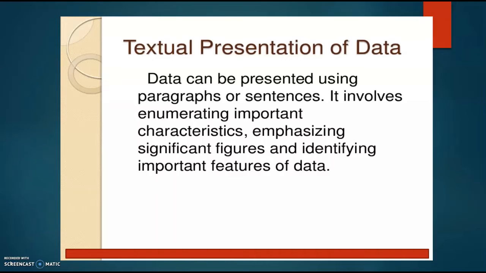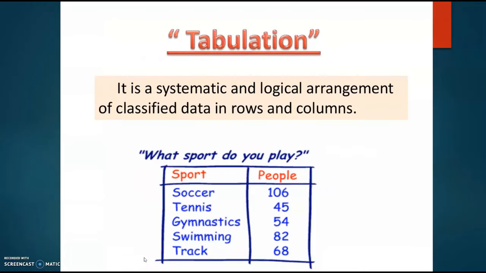A serious drawback of this method of presentation is that one has to go through the complete text of presentation for comprehension. Next one is tabular presentation of data or tabulation. In a tabular presentation, data are presented in rows and columns. Rows means read horizontally and columns means read vertically. It is a systematic and logical arrangement of classified data in rows and columns.